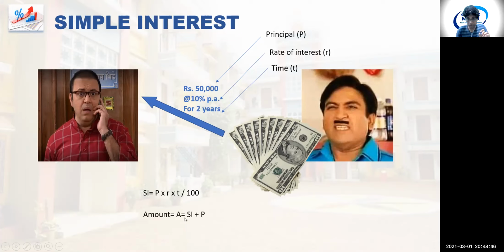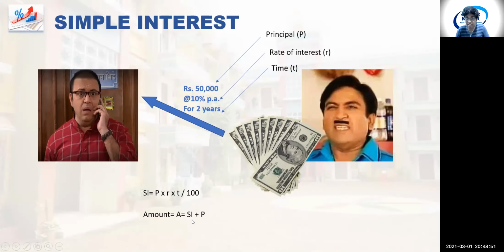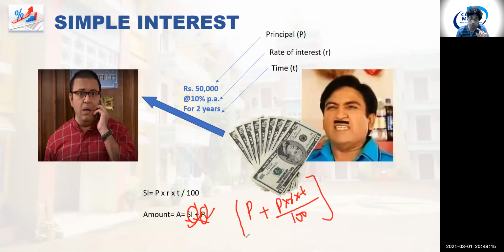Similarly, if the principal was P and the interest was SI, that is the simple interest, the amount which you are going to pay back is going to be simple interest added to the principal. You are not going to return only the principal, you are not going to return only the simple interest, you are going to return P plus, and what is the value of simple interest? P into R into T divided by 100. So you are going to return this much, and this value is called amount, or the A.